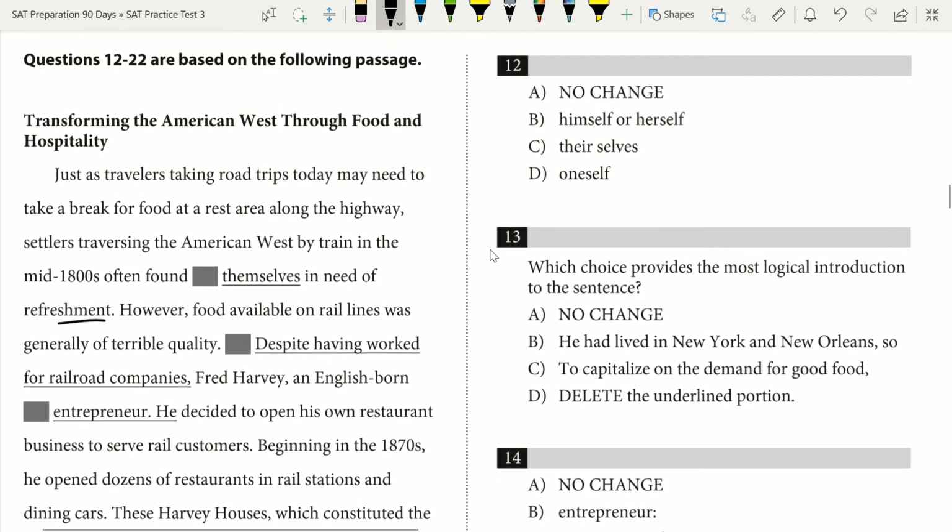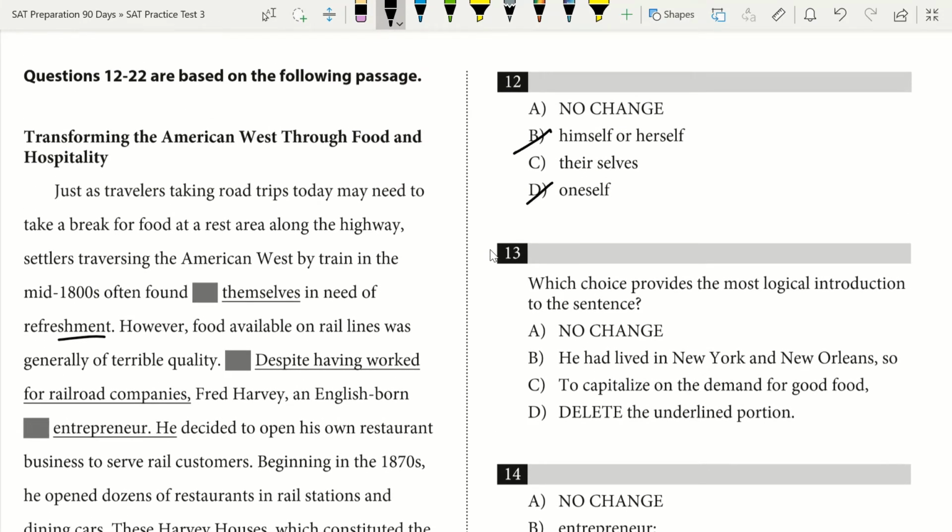Okay, that's perfect. We don't need to say oneself or himself because we have multiple people, and we don't say their selves. We would say themselves. Correct answer there is A.